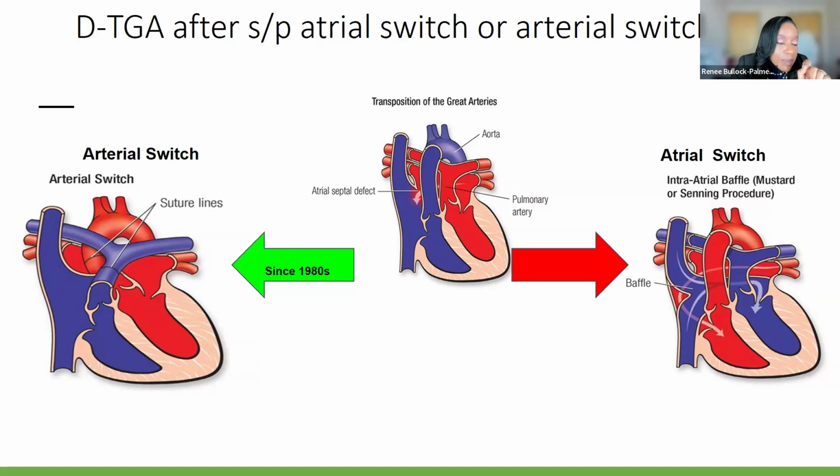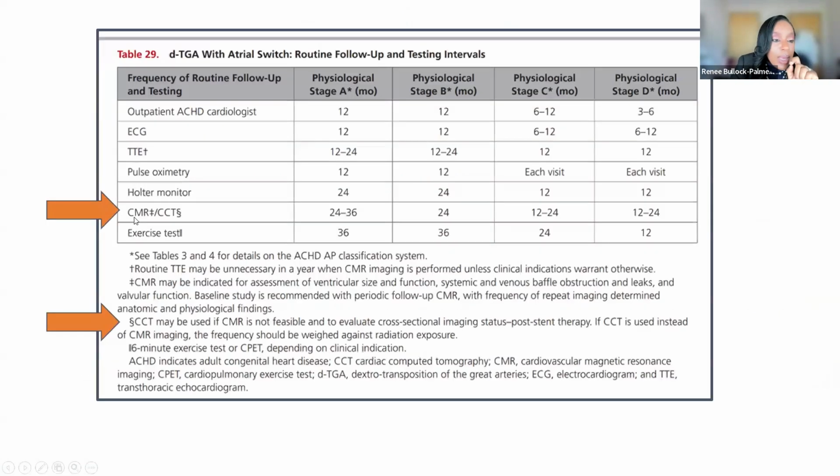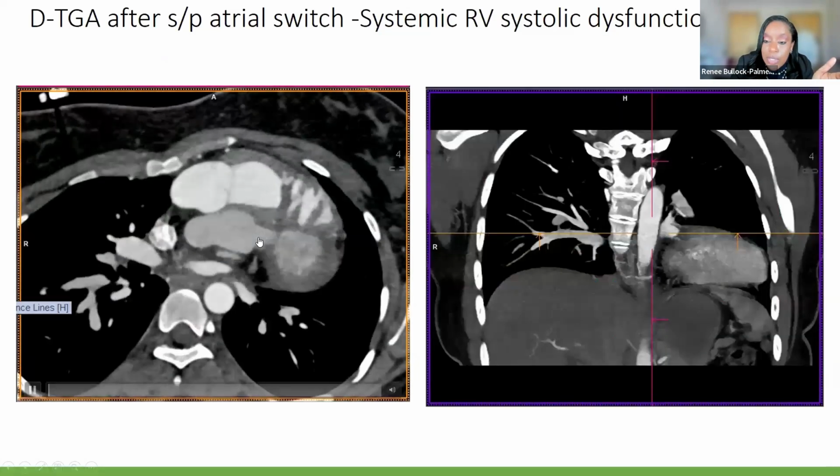The coronary buttons have to be reimplanted, so these patients can actually have coronary ostial stenoses that you have to be very mindful of when we're looking on cardiac CT for these patients. And usually CT again is very useful in this patient population, depending on how sick they are, with more frequent imaging as opposed to less frequent imaging.